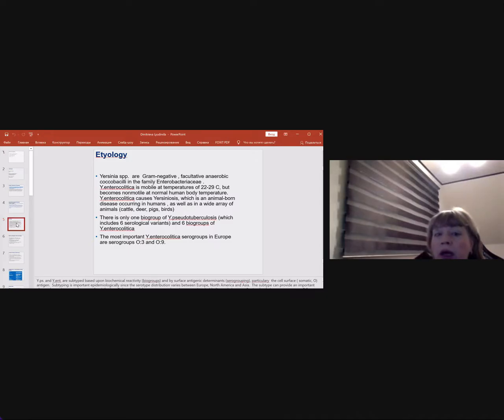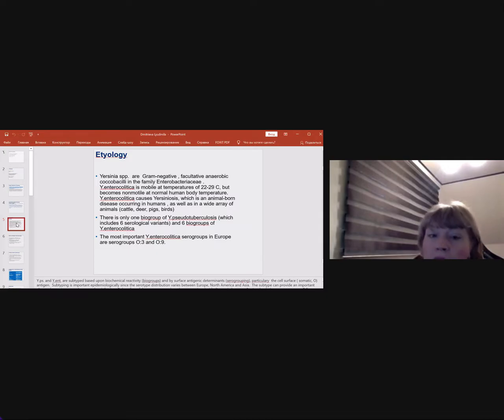What does it mean? O is the somatic antigen of Yersinia species. Somatic antigens or O antigen, same, yes? Serogrouping is connected with the O antigen, and biogrouping is connected with the biochemical activity of Yersinia species.